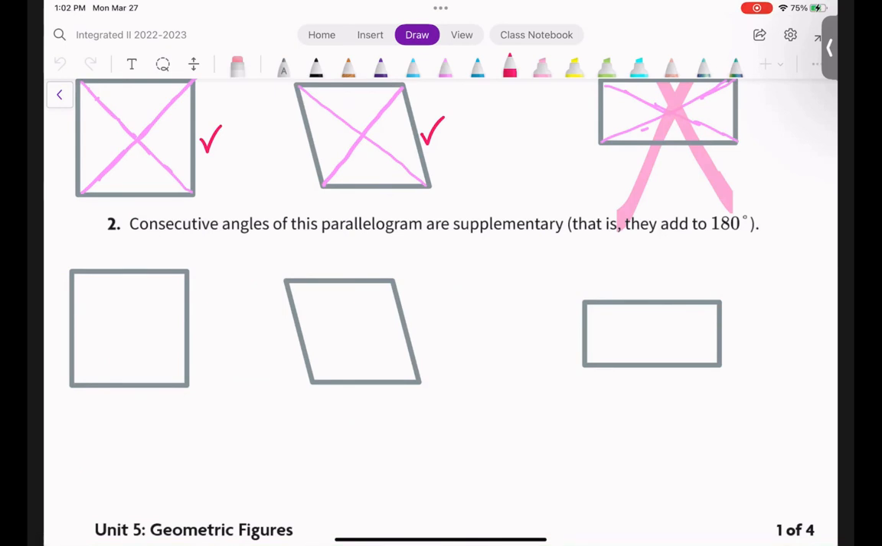Oh, we're on Desmos. I just take notes out of OneNote. It's just easier. Yours should match that.